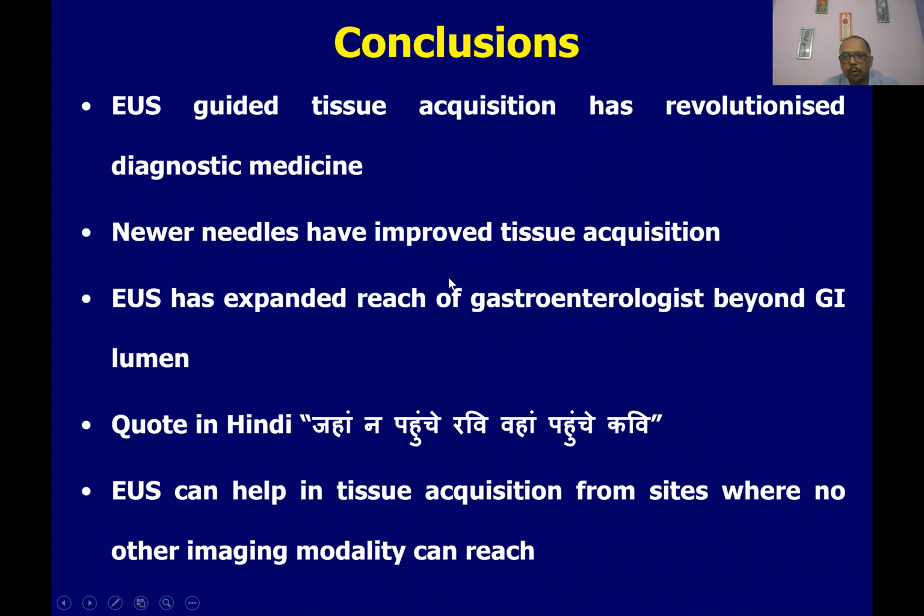There is a famous quote in Hindi, "Jahan na paunche Ravi, wahan paunche Kavi," meaning where the sun rays don't reach, the imagination of the poet reaches. Similarly, EUS helps us in tissue acquisition from sites where no other imaging modality can reach, and helps us in proper and better management of patients with these diseases.